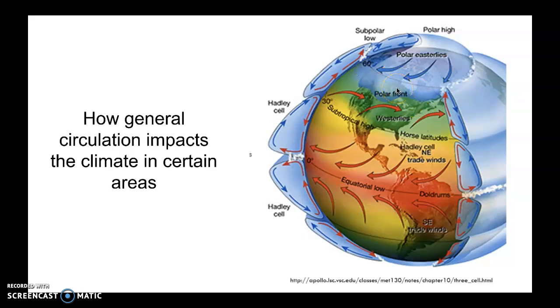The equator and the subpolar zones are at low pressure zones. At low pressure zones, we see an abundance of rain. The high pressure zones are seen at subtropical and these polar highs. We won't see as much rain here.